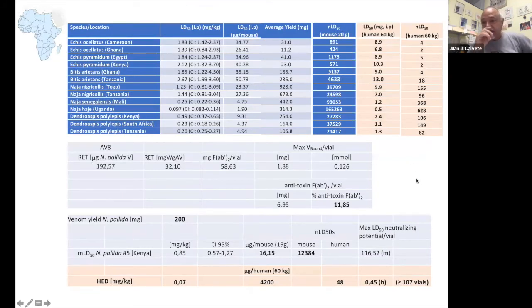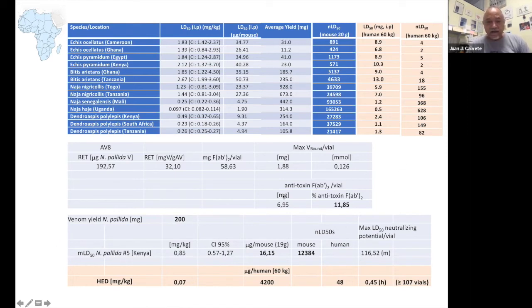Another thing that manufacturers usually never take into consideration is the amount of active ingredient, immunoglobulin or Fab fragments, and how these active molecules interact with or block the venoms that are intended to be neutralized.